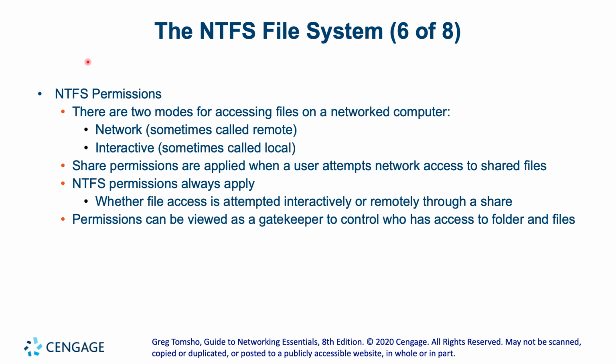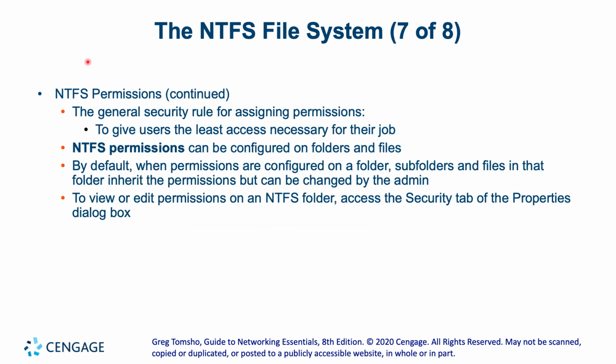Share permissions are applied when the user attempts to access the file over the network. NTFS permissions always apply. Permissions are the authorization that we use in NTFS. Remember to use the principle of least privilege. Give users the least access necessary to do their job. You can assign permissions on files and folders. By default, when permissions are configured on a folder, they get those same permissions on all of the files and folders underneath. That's called inheritance.